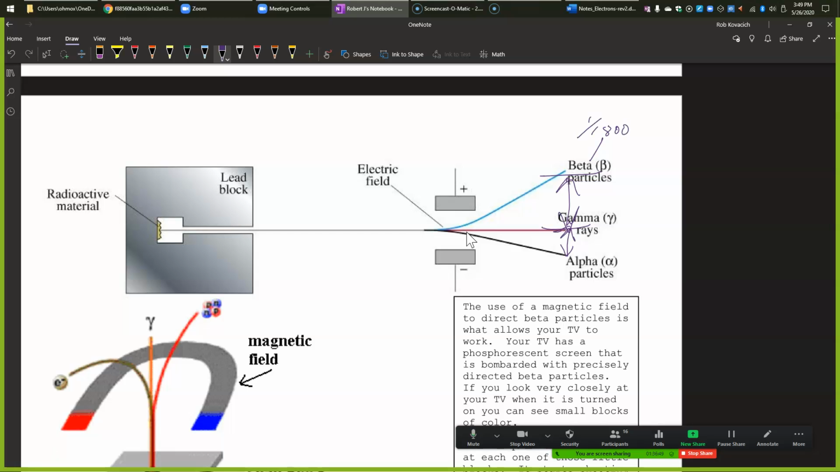This guy's mass is 1/18,000th of an AMU, because it's just an electron, right? What's this guy's mass? 4 AMU. So how much smaller is this thing than that thing? What is that, 7,600 times? 7,400 times? We okay with that?